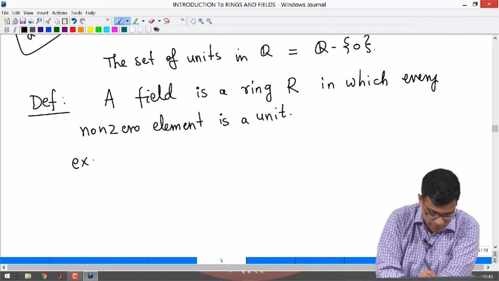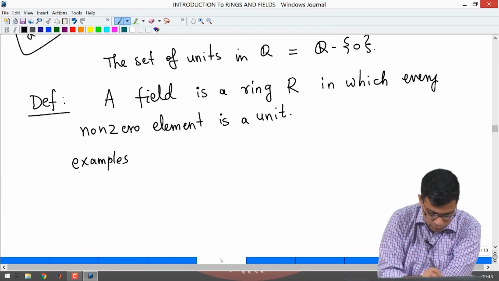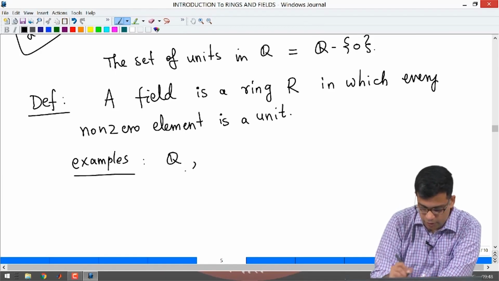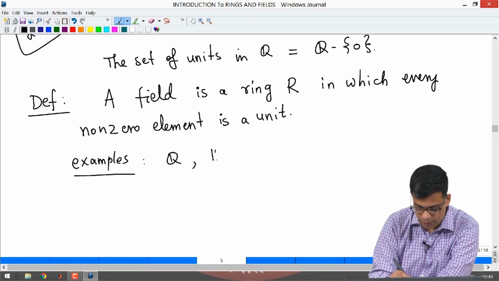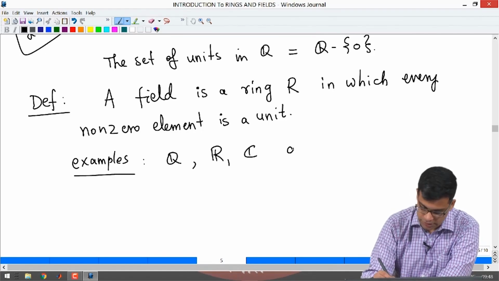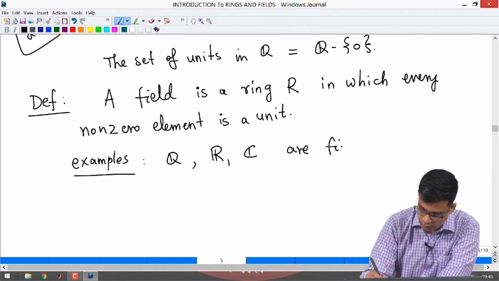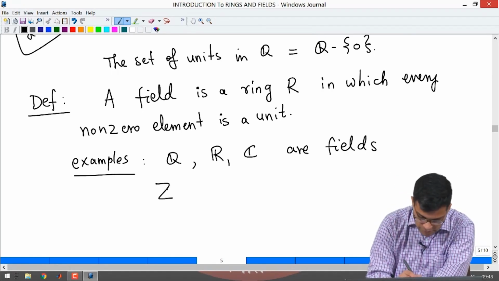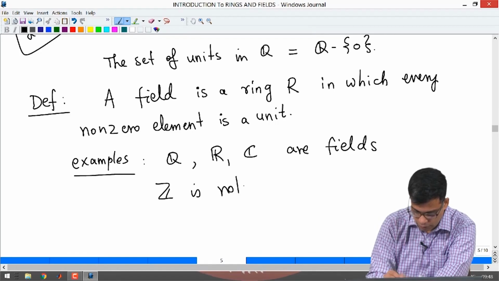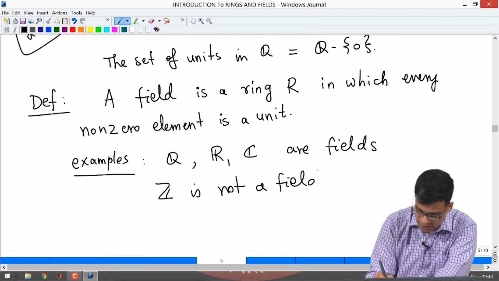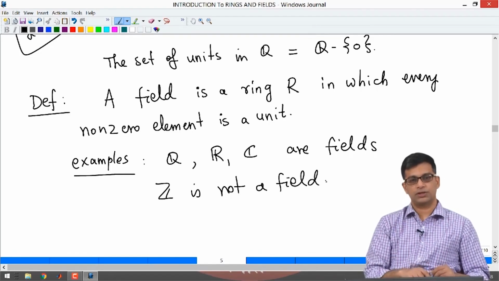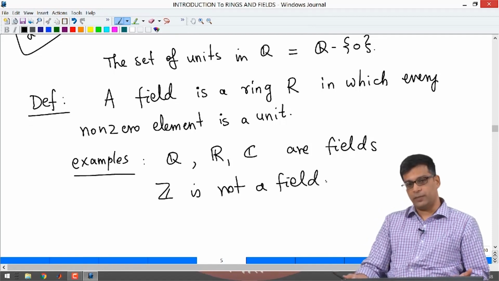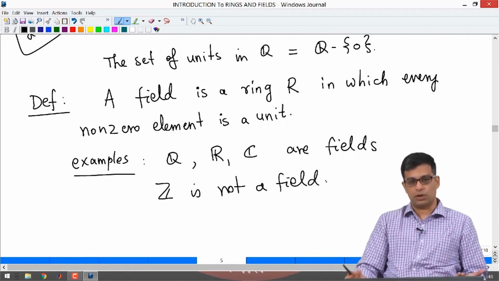So, examples of fields are: Q is a field because of the example I did. Similarly, R is a field, C is a field. So, Q, R, C are fields. Z is not a field, right? The example also makes it clear that Z is not a field, because there are non-zero elements of Z that are not units. For example, 2 is not a unit.